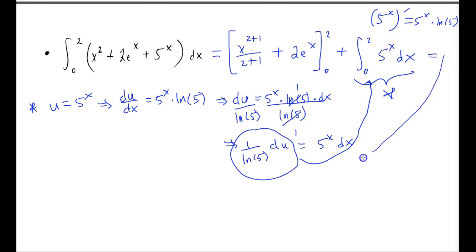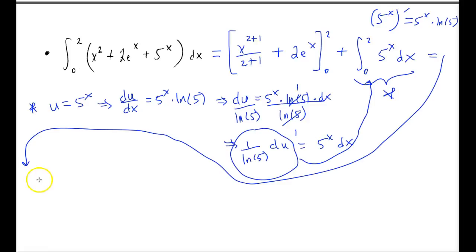So now that we know that, I'm just going to come here and we're going to finish this up. So now we know that we have x cubed divided by 3 plus 2 e to the x, and that will be plus, let's see here, we want to replace all that we see here with the 5 raised to the x dx. So inside here, this would be just 1 over natural log of 5 du.